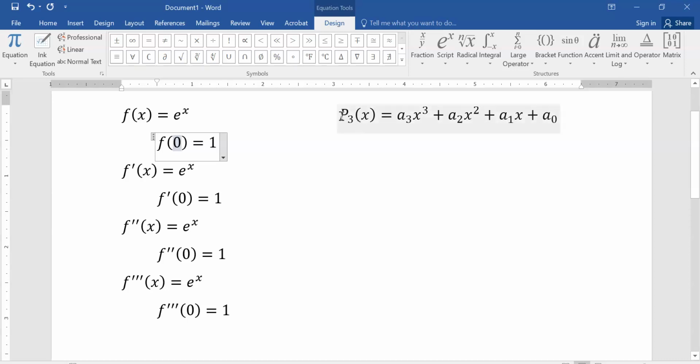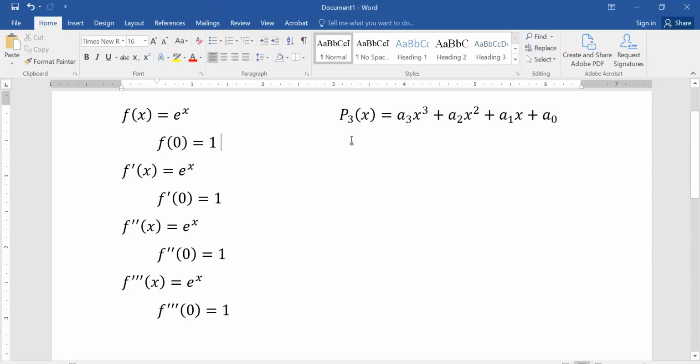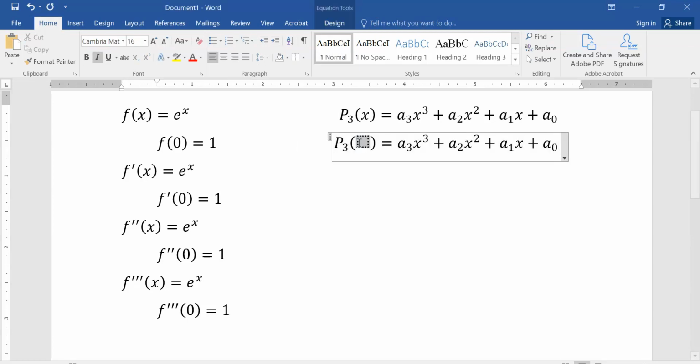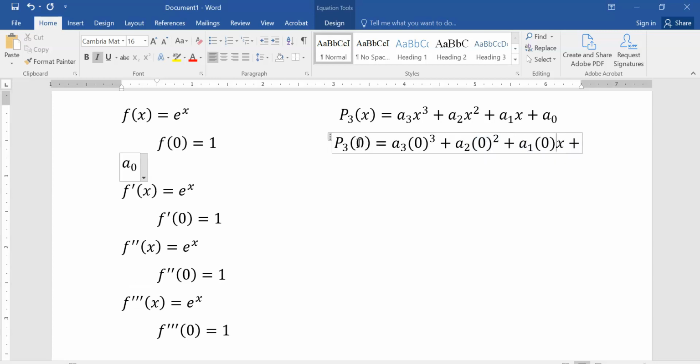Now that's the polynomial of degree 3. What we know is that when you plug in 0, we want to get out 1. Now let's plug in 0 into this polynomial here. If you plug in 0 into this polynomial, you are going to get 0 to the third power there, 0 to the second power there, and 0 there.